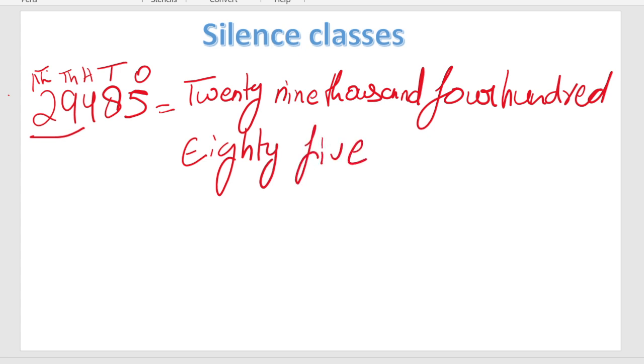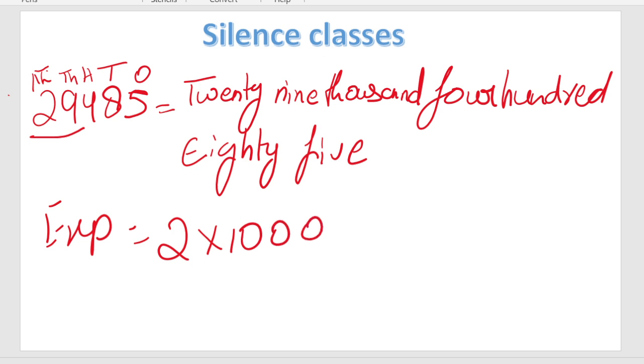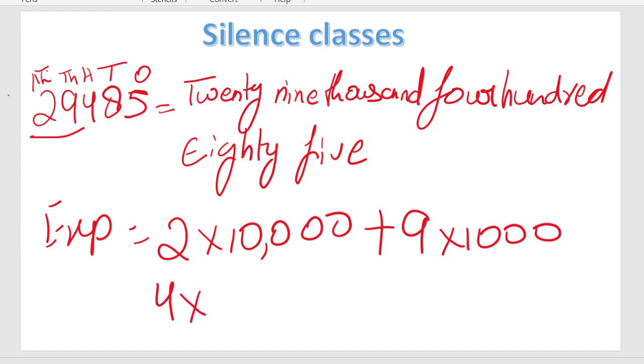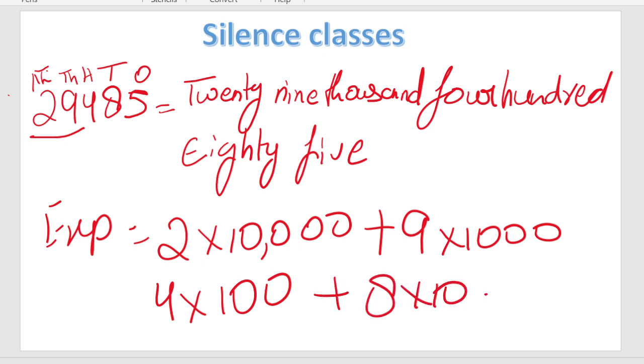Okay, or like this I can write it down in expansion method. 2 is in the 10,000s place, so 2 multiplied by 10,000. 9 is in the thousands place, 9 multiplied by 1000. 4 is in the hundreds place, 4 multiplied by 100. 8 is in the tens place, plus 8 multiplied by 10, and 5 is in the ones place, so we can write it down like this, 5. So this is the expansion method which we can do.